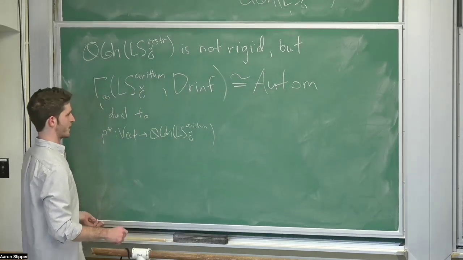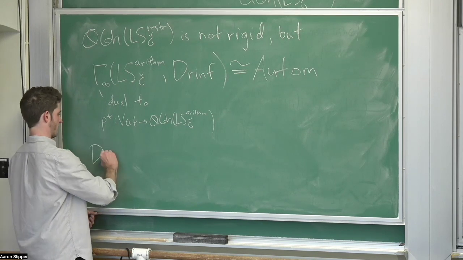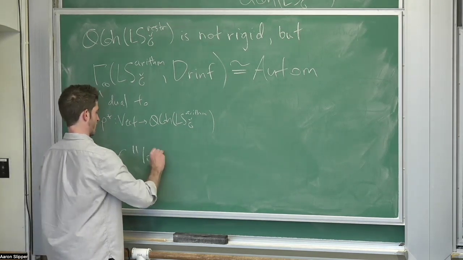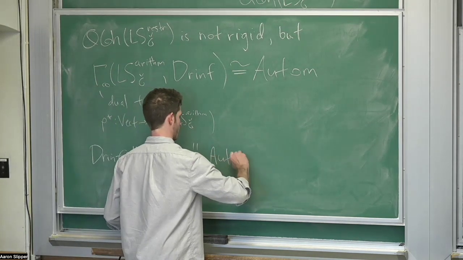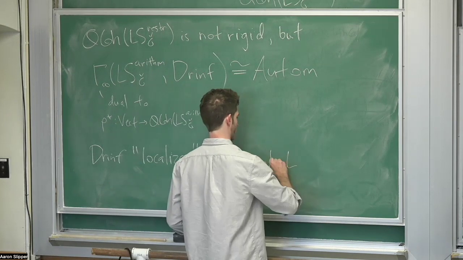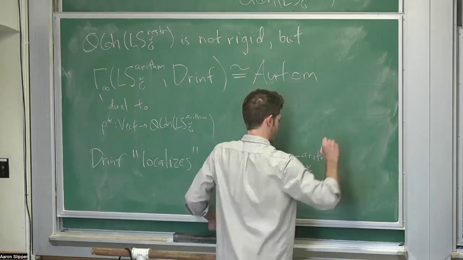So this is really, really glorious, right? I mean, this is what Drinfeld wanted. So Drinf kind of localizes the space of automorphic forms onto the stack of Langlands parameters, which is a beautiful thing.